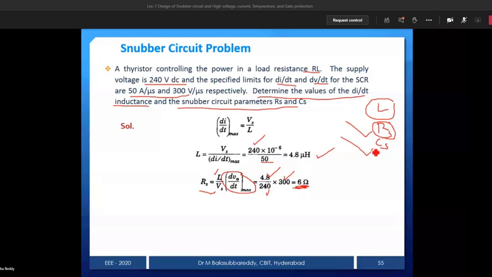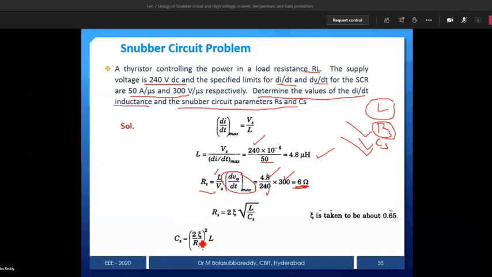And now, what is the capacitor formula? Just now I showed the empirical relation: RS is equal to 2 eta root of L by CS. From this, CS you can write. So eta is 0.5 to 1, any value in that range you can take. Preferably, they mention 0.65 or something. If the problem gives the exact eta value, use it. Otherwise, by your own choice, from 0.5 to 1, any value you can take.